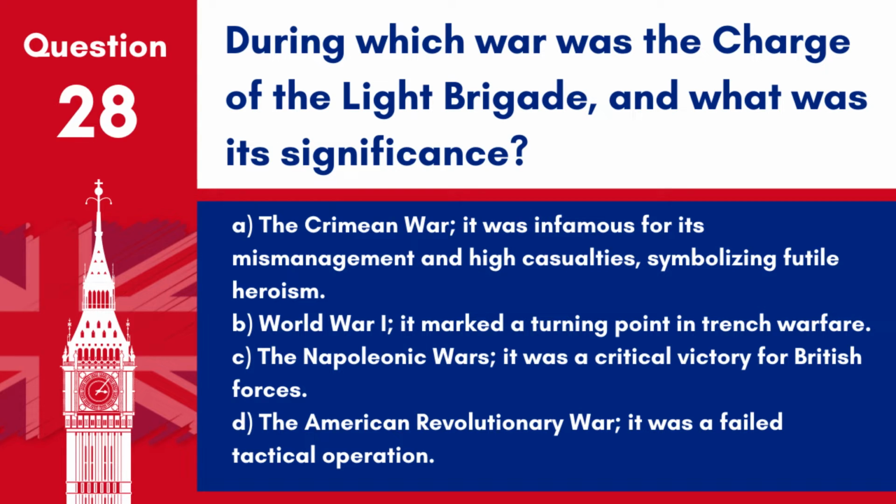Question 28. During which war was the charge of the Light Brigade, and what was its significance? A. The Crimean War. It was infamous for its mismanagement and high casualties, symbolizing futile heroism. B. World War I. It marked a turning point in trench warfare. C. The Napoleonic Wars. It was a critical victory for British forces. D. The American Revolutionary War. It was a failed tactical operation.